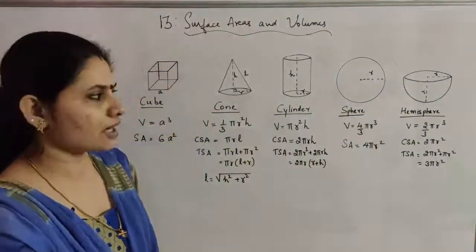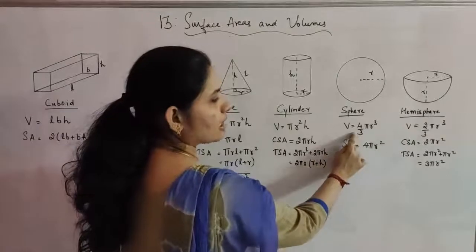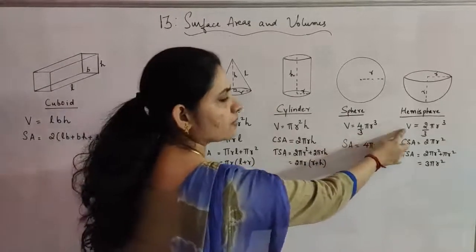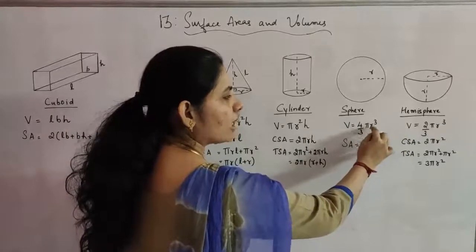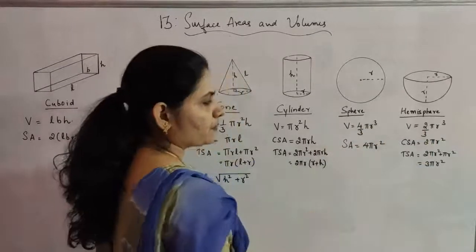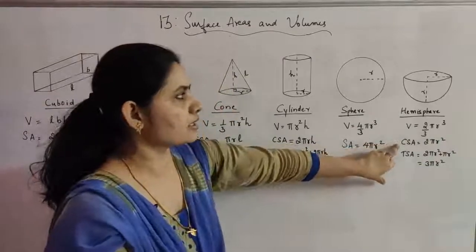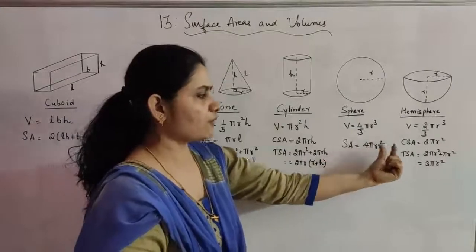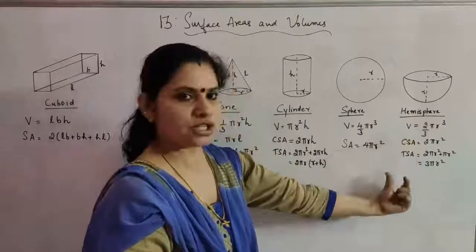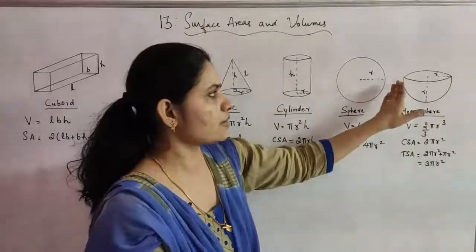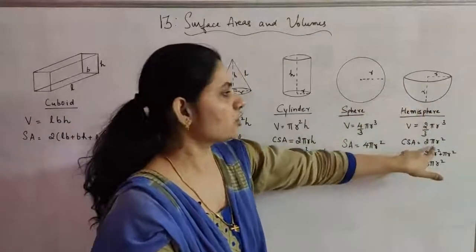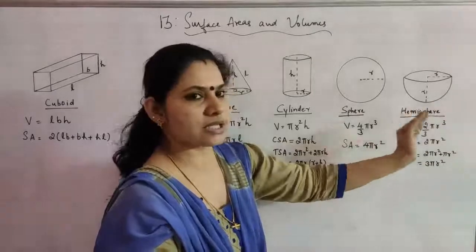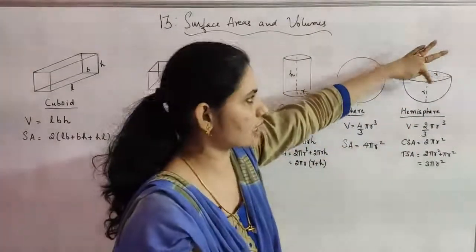Again the radius is the same r, then your volume will be half of the volume of the sphere. Since it is 4 by 3 pi r cube, the volume of the hemisphere is 4 by 3 pi r cube by 2, that is 2 by 3 pi r cube. For the sphere, the curved surface area is the total surface area, but for hemisphere you have curved surface area and total surface area separately. Curved surface area means only this portion, and that is 2 pi r square, and total surface area is this curved surface area plus this region, which is again circular in shape.